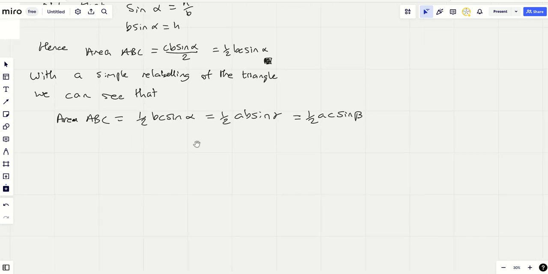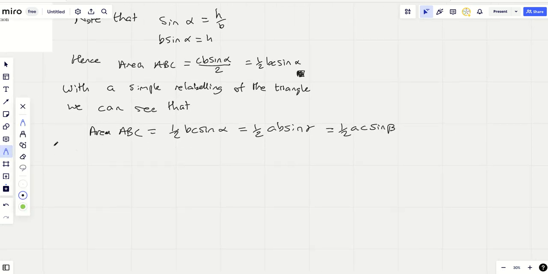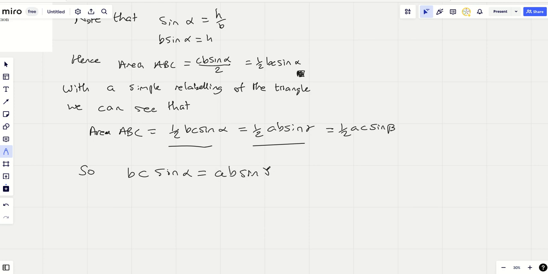Now, as soon as I've got that, I can just say, okay, so clearly we can cancel the halves. Well, clearly we can see that if we just take the first two, BC sine alpha equals AB sine gamma. We could cancel the B's, and we could then come up with C over sine gamma, oh, look, I've written alpha again for gamma, equals A over sine alpha.